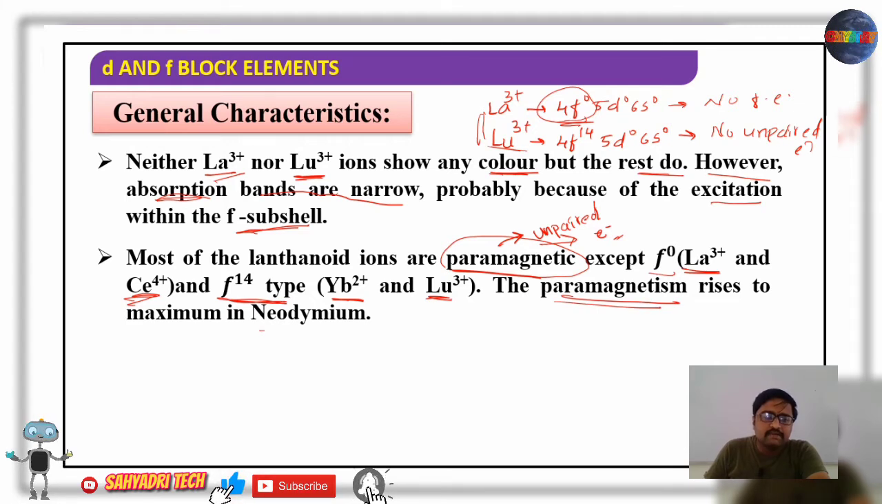If we consider the f series, paramagnetism rises maximum in neodymium. So if you consider lanthanum, cerium, praseodymium, neodymium, paramagnetism rises maximum in neodymium.